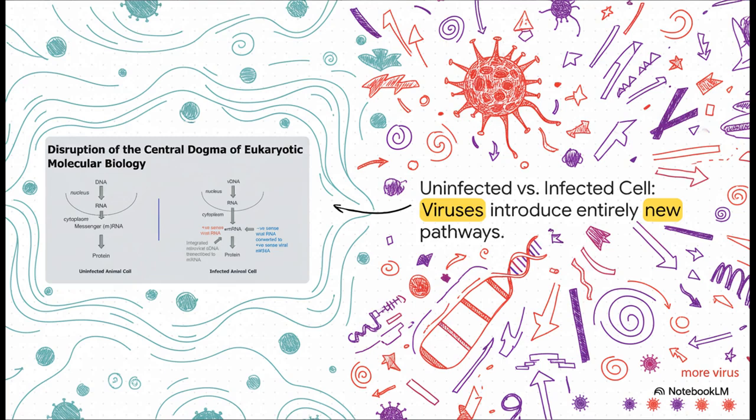On the left, that's our cell, right? Familiar, predictable. But on the right, an infected cell. It's controlled chaos. Viruses introduce pathways that are normally forbidden in a cell. You see negative sense RNA, the non-coding strand, being used as a template to make messenger RNA. You see RNA being reverse transcribed back into DNA. Viruses don't just add more cars to the existing roads, they build entirely new information highways, and they all lead to one place: more virus.